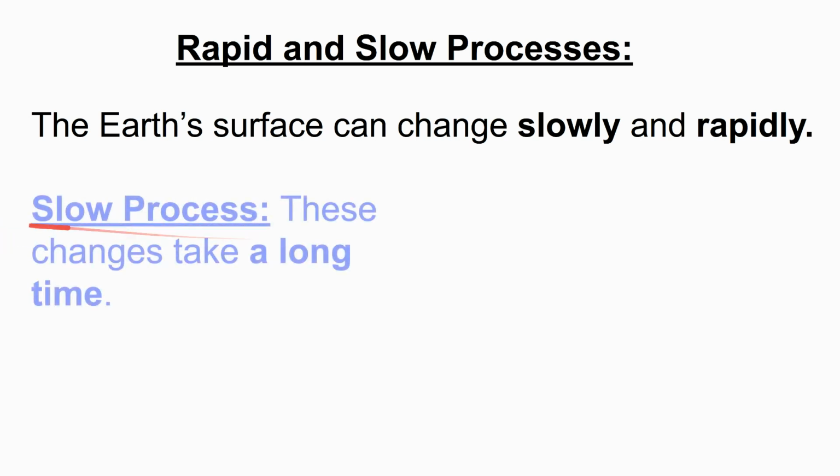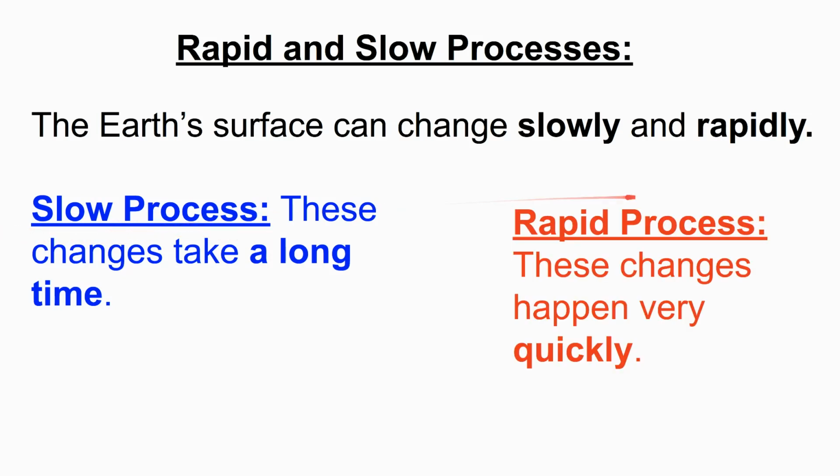A slow process, these changes take a long time. Now, when we're talking about time with us versus the Earth, we have to change how we think about it. For example, I feel like we have been in quarantine for a long time. But when it comes to the history of the Earth, this is nothing. When we're talking about slow processes in the Earth, we're talking about tens of thousands of years, millions of years, and in some cases, billions of years. So we need to think of it this way.